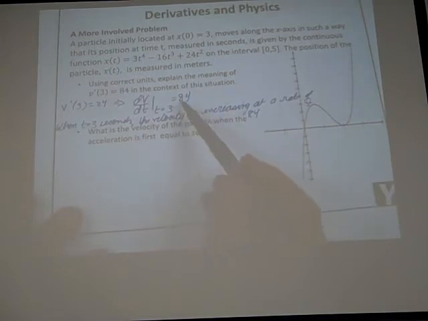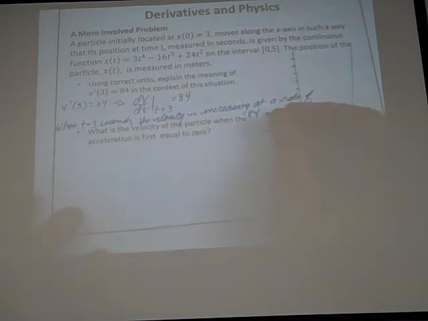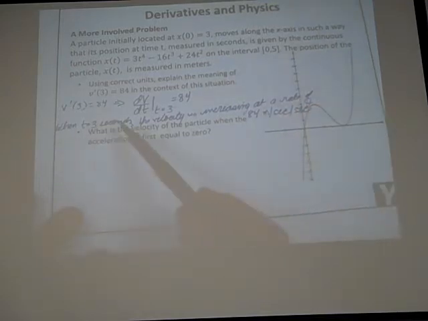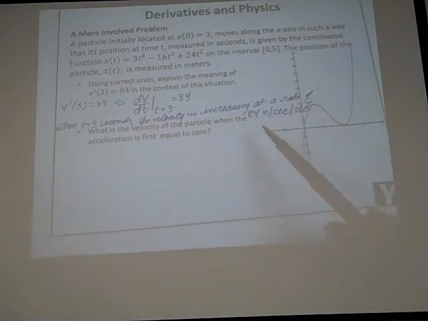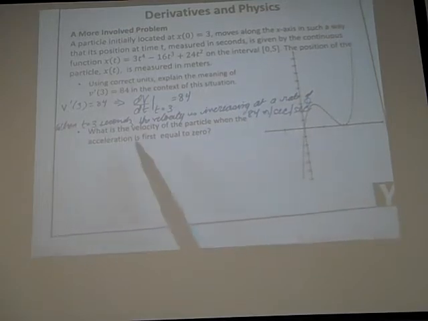84 what? The velocity is being measured in meters per second. What's time being measured in? Also being measured in seconds. So when t equals 3 seconds, the velocity is increasing at a rate of 84 meters per second. Done. All right, our next bullet point.